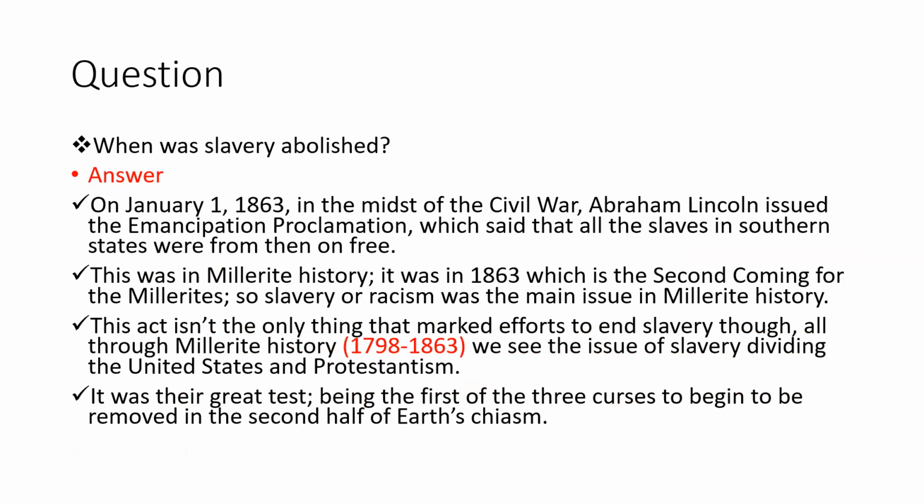So this is the Millerite history, and we are in 1863, which is the second coming for the Millerites. We all know, according to the lines, if you draw the lines, 1863 is the second coming. So slavery or racism was the main issue in the Millerite history. The Fugitive Slave Act, remember, 1851. This act isn't the only thing that marks the effects of the end of slavery, though. There are a lot of things we know. But throughout the Millerite history from 1798 to 1863, we see the issue of slavery dividing the states and Protestantism.